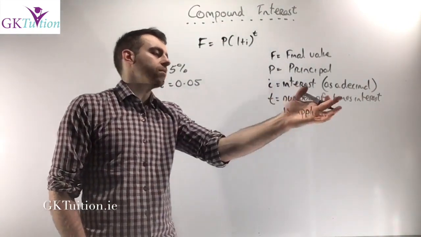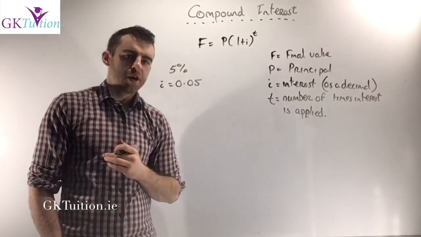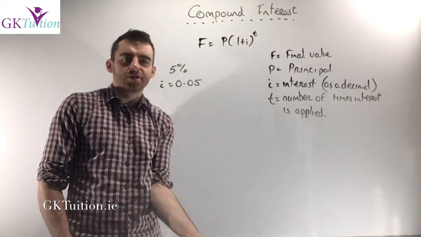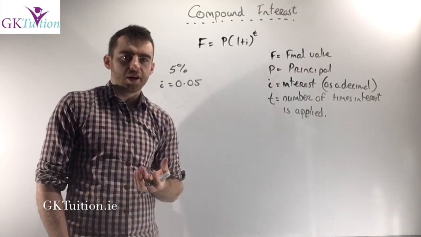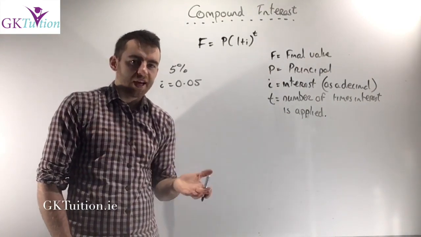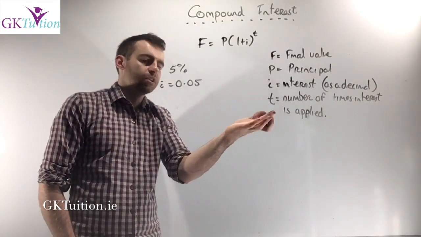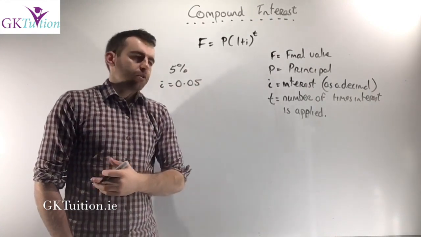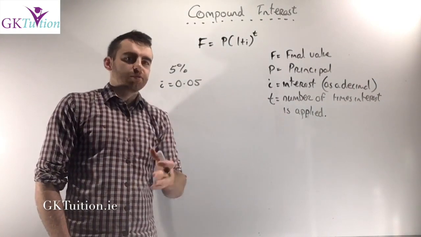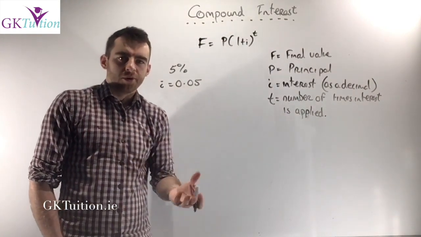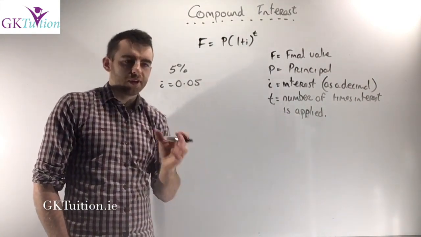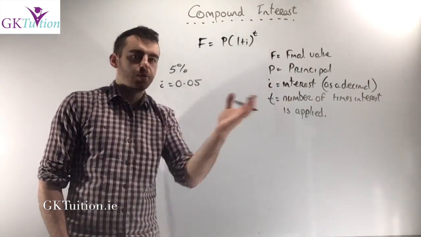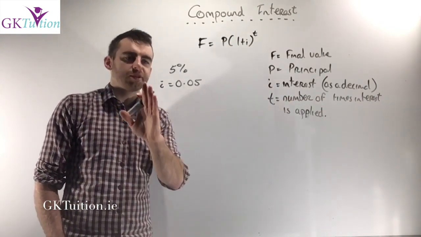And T is the number of times that interest is applied. So for example, if I invested in an account that gave me interest every year and I left my money in the account for 10 years, that means the number of times interest would be applied would be 10, once every year for 10 years. The reason I'm writing it like that is because what if interest is applied every month? If interest was applied every month and you left your money in the account for a year, that means T would be 12 because you'd earn interest 12 times.